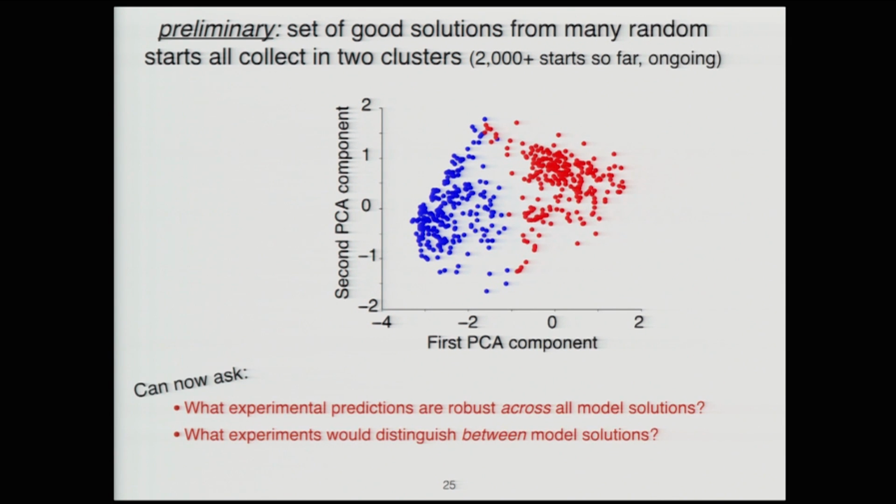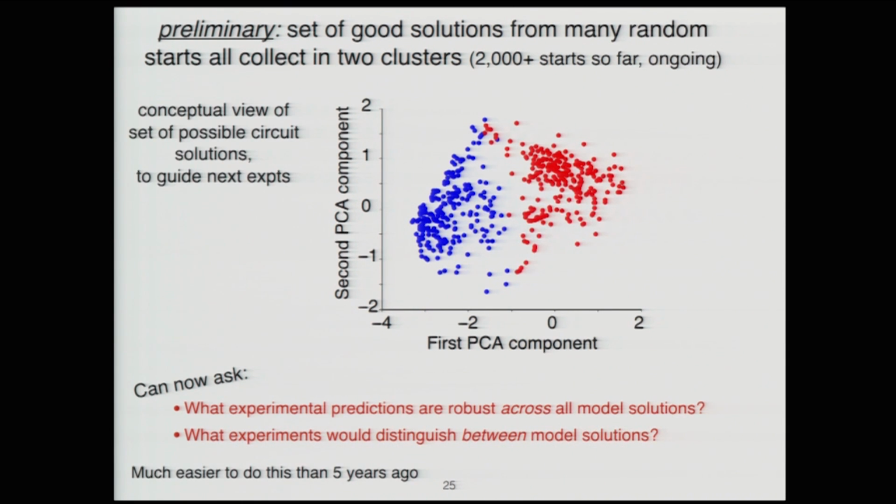And so the things that we're excited about are that we can now ask questions like this. Out of the space of all possible models, what are the experimental predictions that are robust across all of those? What are the experiments that would distinguish between those different solutions? Those are questions that in practice we could think of asking, but we actually couldn't ask them 5 years ago. And now we can do that.